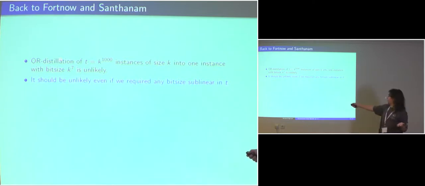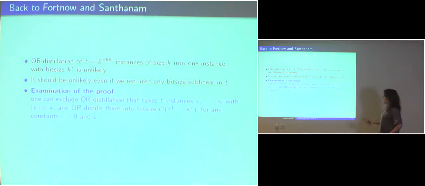So even if you do OR distillation into bit size that is not just polynomial in the maximum input size, but polynomial in the maximum input size times sublinear in the number of input instances, this should also be problematic. And it is actually true. If you examine the proof, this shows that it also excludes an OR distillation that takes t instances, x1 up to xt, each of size at most k, and yields one instance with bit size t to the 1 minus epsilon for any epsilon larger than 0 times any polynomial in k.